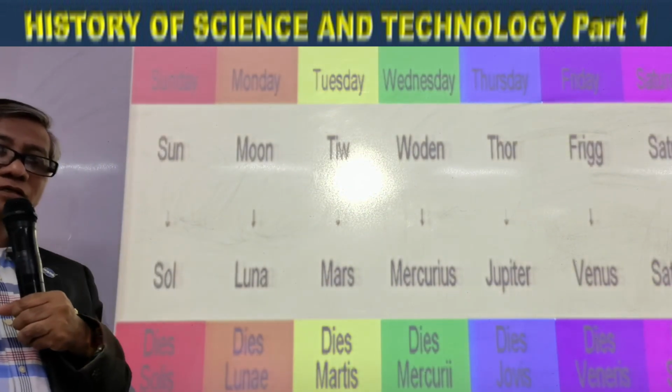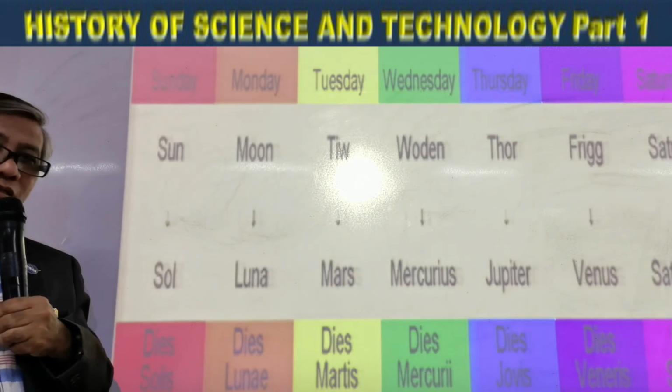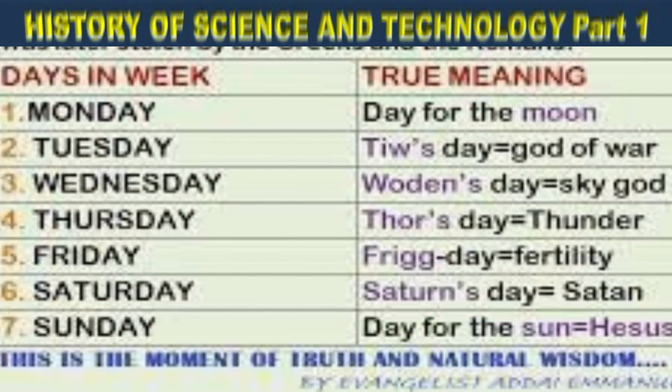Alright, so like for example, Sunday. Sunday is dedicated to the sun. Yes, Sol. Monday is dedicated to the moon. Alright, Luna, Lunes. Tuesday is dedicated to Tiw, that's the Mesopotamian god, Tiw, T-I-W. And the counterpart of Tiw in Roman mythology is Mars, the god of war. Kaya nga Tuesday is Martes.